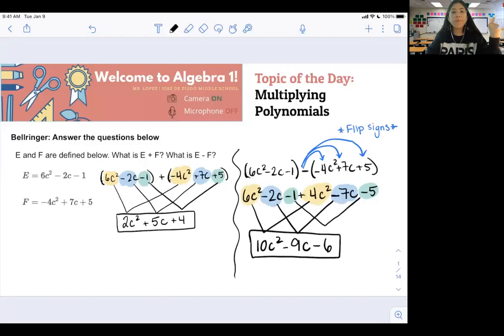So before we get started on today's lesson, we're now going to be covering multiplication of polynomials. So we did addition, we did subtraction. Now we're gonna go ahead and do multiplication.